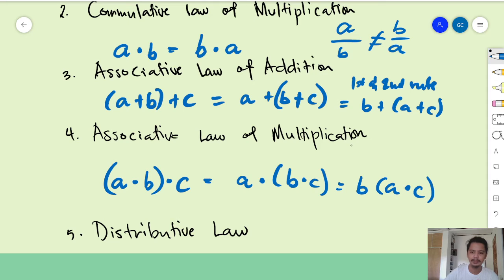Same yun. We used, hindi pala second ito. Ito ay third rule. Ito ay second and fourth rule.